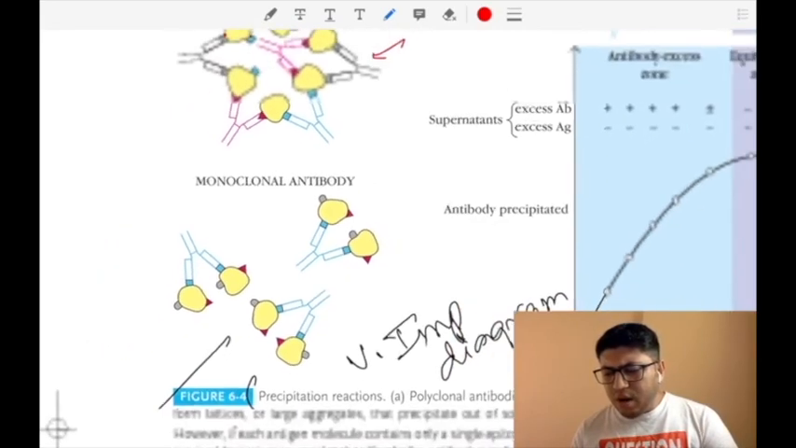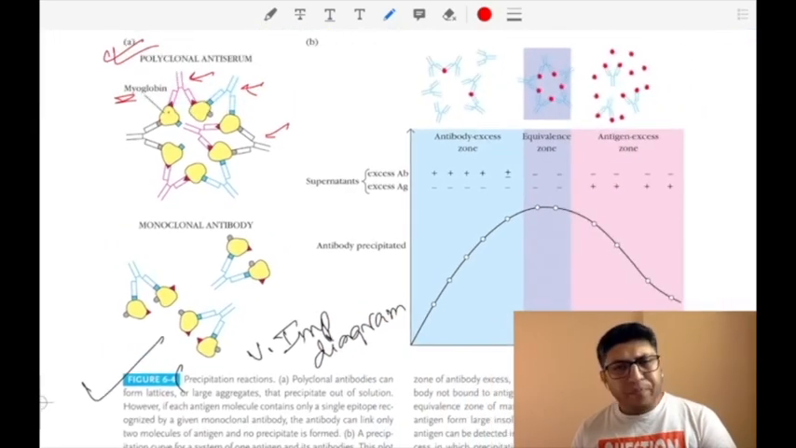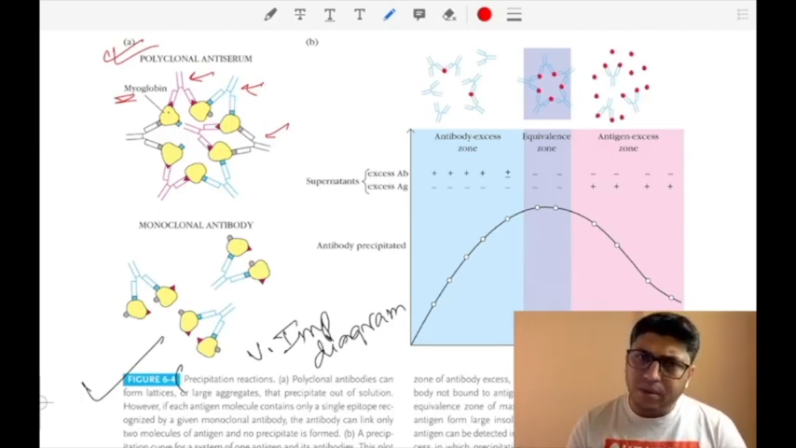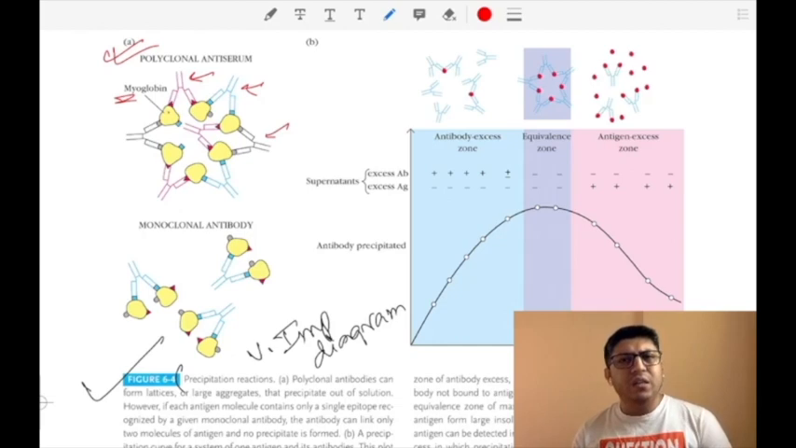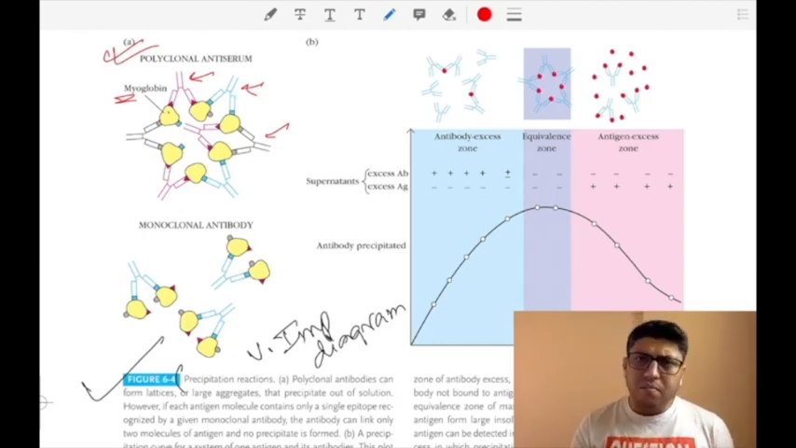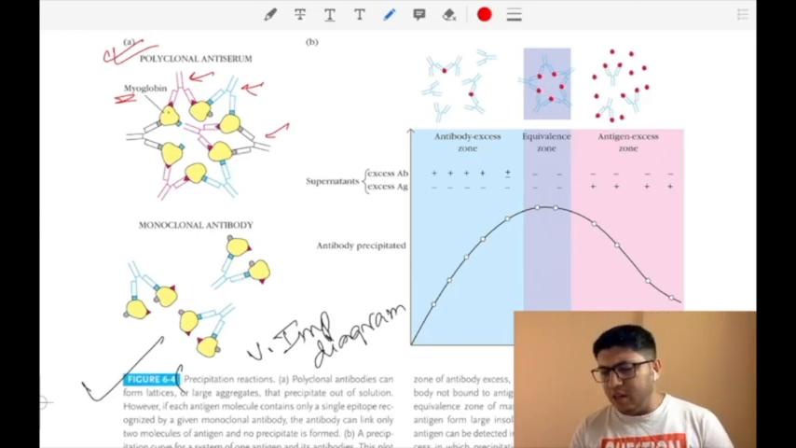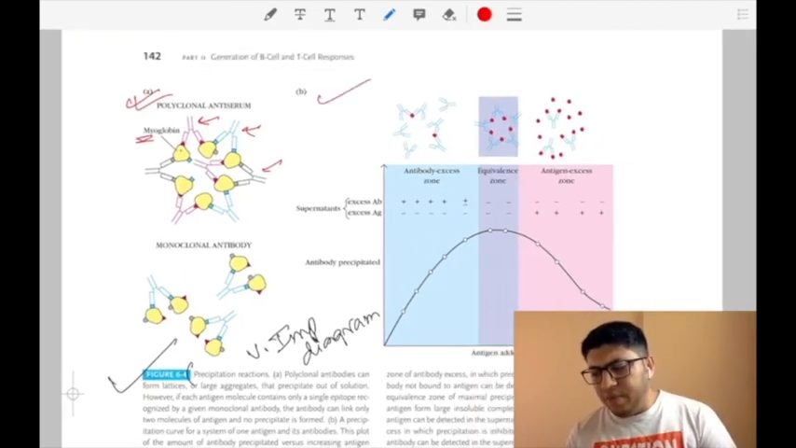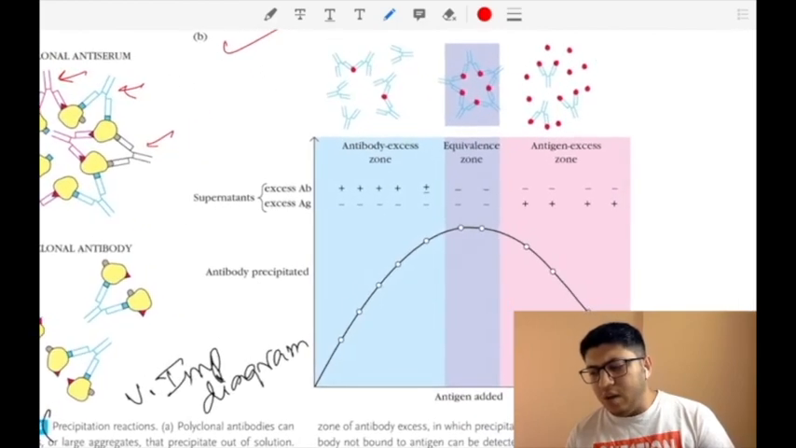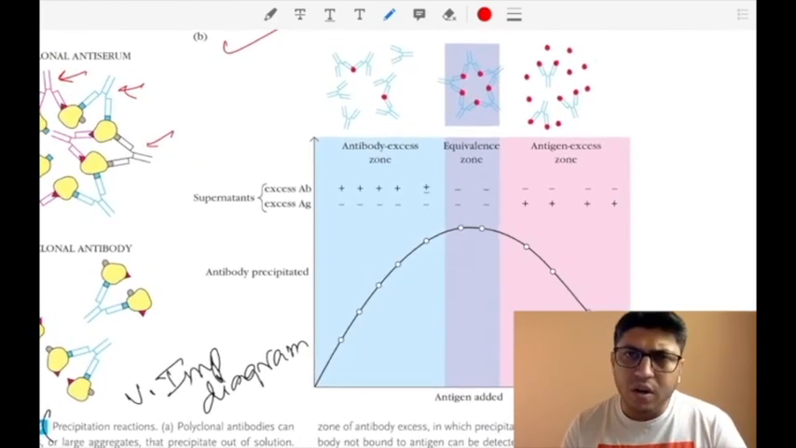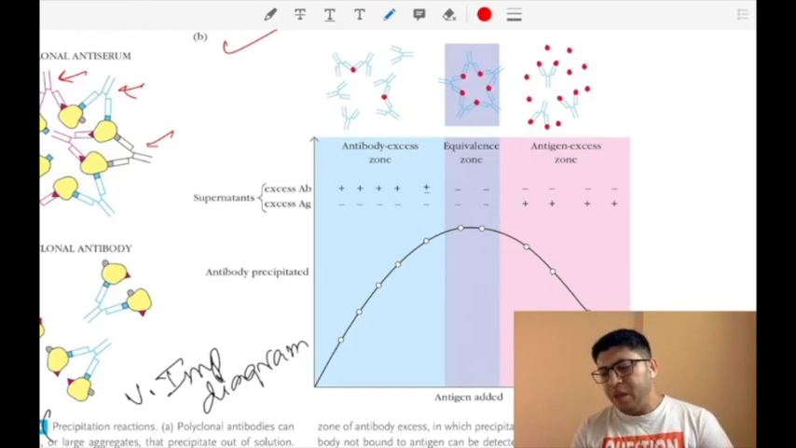For a monoclonal antibody, that is also possible. So it will be recognized by this and slowly it will precipitate. So automatically the heavier molecule will precipitate faster than the lighter molecule as a result. But if I come to this B figure, then you should understand one important concept, one important principle. What is it? It is basically called the zone of equivalence.